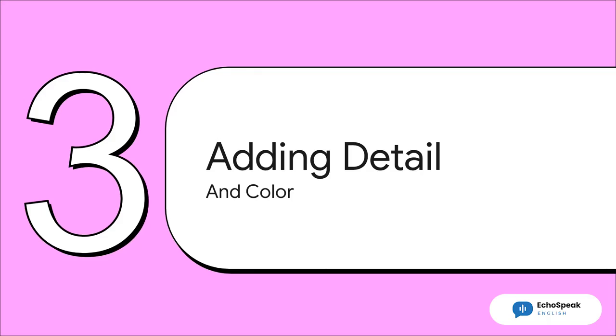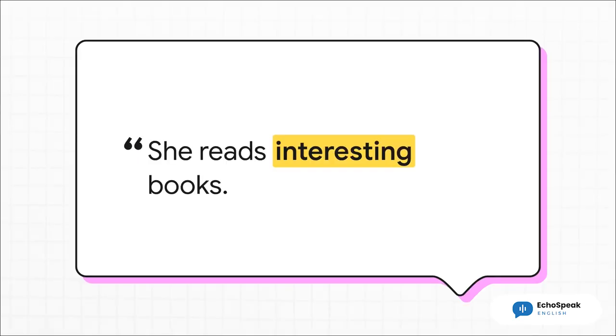Okay, so our sentences are correct, but they're maybe a little plain, right? Now we get to the fun part, adding detail and color. This is how we take a really simple sentence and make it way more descriptive and interesting, all without breaking any of the core rules. One of the easiest ways to add some flavor is with adjectives. These are just describing words. Now, the golden rule in English is so simple. Adjectives almost always come before the noun they're describing.